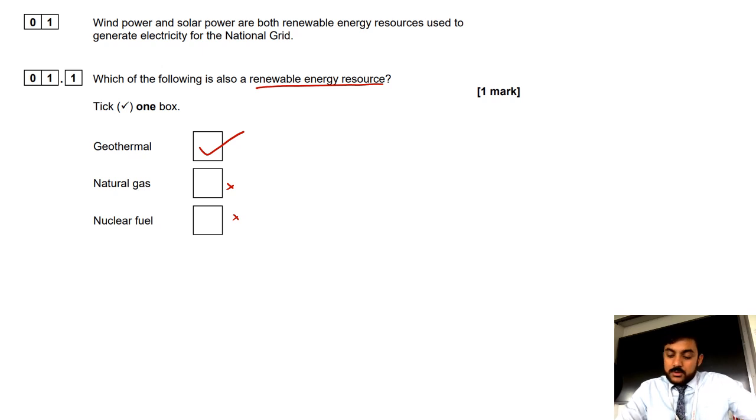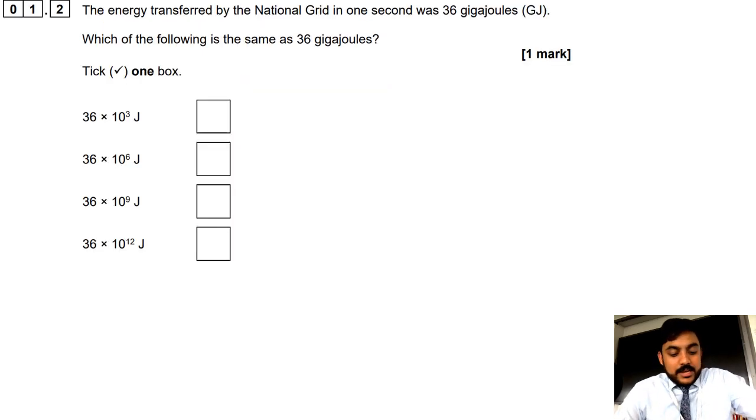It's a finite resource. The energy transferred by the national grid in 1 second was 36 gigajoules. Giga. Which of the following is the same as 36 gigajoules? Well, we have to remind ourselves what giga means.